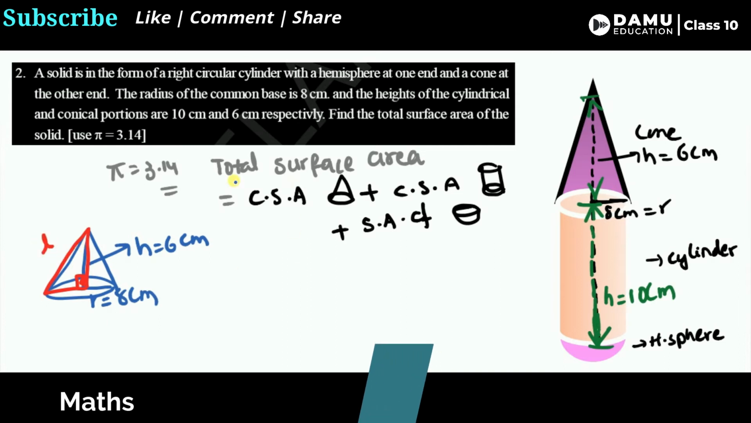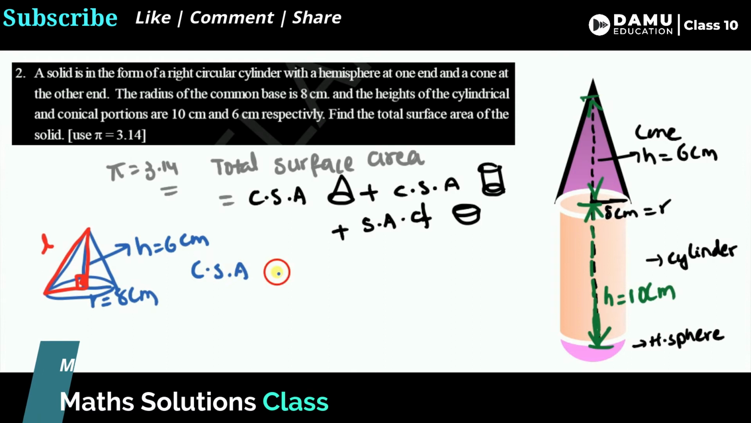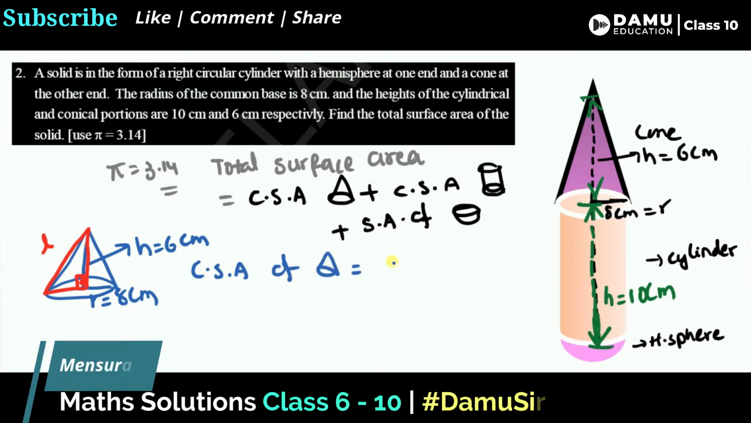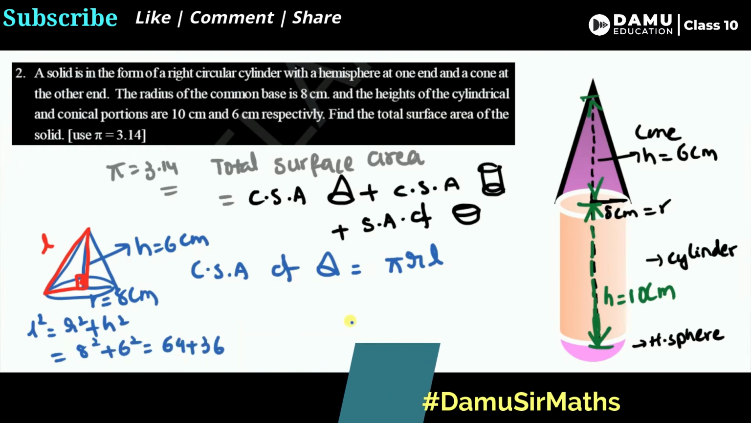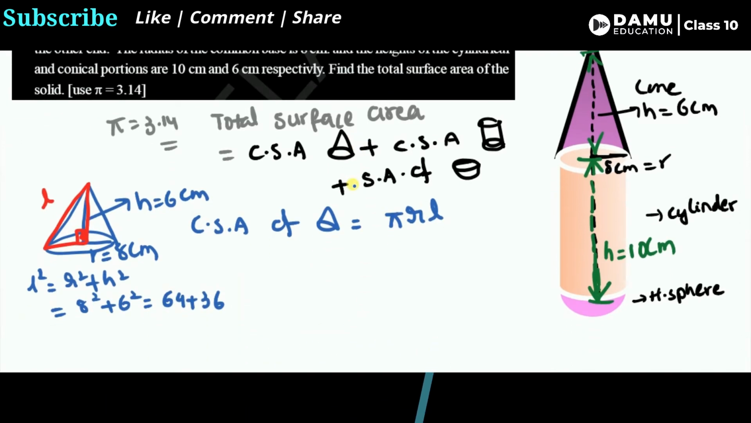So what is the curved surface area of the cone? Curved surface area of cone is equal to pi r L. Radius we know, 8 centimeter, and L we should find. L is the slant height. From the Pythagoras theorem, L square is equal to r square plus h square, so 8 square plus 6 square. 8 square is 64, plus 36, that gives 100. So L is equal to the square root of 100, which is 10 centimeter.